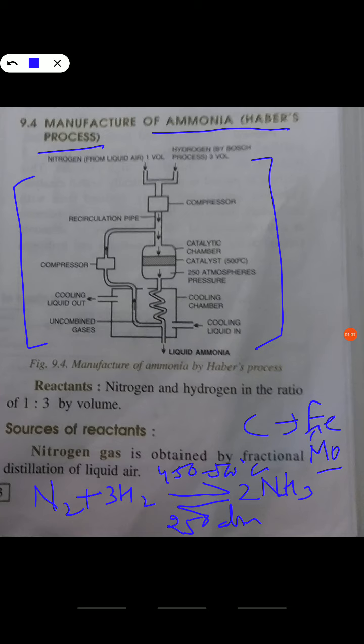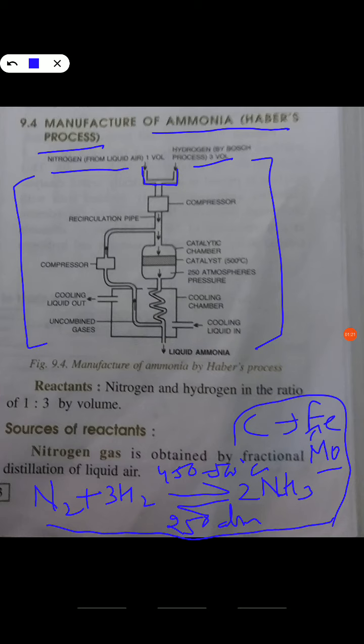Okay, so this is the whole reaction. Whenever Haber's process is asked, you have to write everything. Now we'll see how it actually happens in industries. So we have this setup. From one side we take 1 volume of nitrogen and from the other side we take 3 volumes of hydrogen.